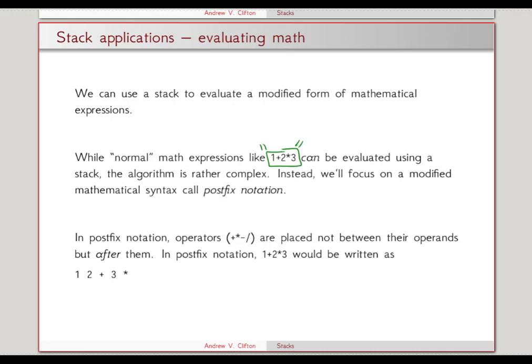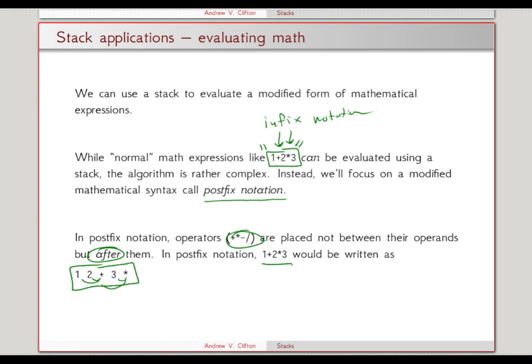So instead, we will modify our mathematical syntax into something called postfix notation. In postfix notation, we don't write the operators between the operands, like the plus between the 1 and the 2, and the times between the 2 and the 3. That is called infix notation, the way we're normally used to it. In postfix notation, we write the operators after them. So 1 + 2 × 3 in postfix notation is written as 1 2 + 3 ×. The plus operates on the things that come before it, and then the times operates on the things that come before it.